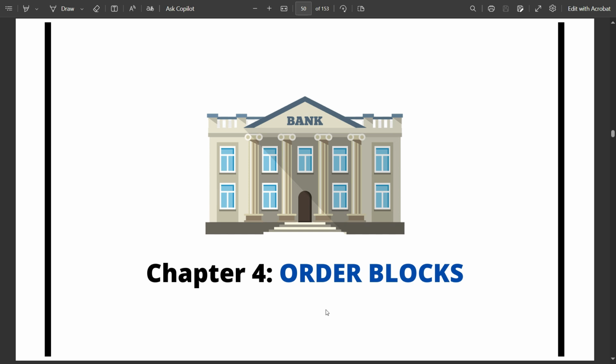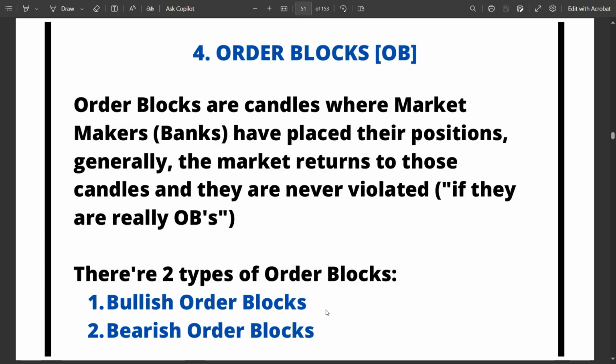We've reached chapter 4, and I want to talk about order blocks. Order blocks are candlesticks where market makers or banks place their orders, and the market returns to those candlesticks. If these candlesticks are truly order blocks, the market will always react to them. We have two types of order blocks, bullish and bearish.